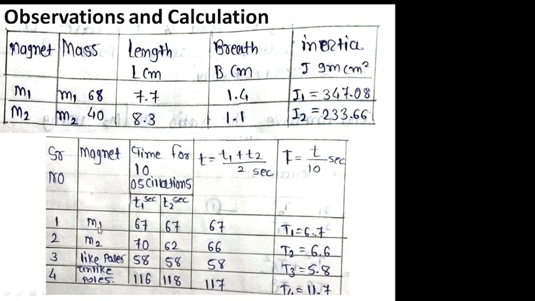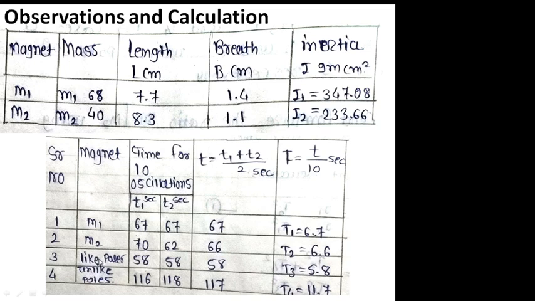In the first video I showed a single pole or single magnet, so that is M1, that is case 1, and case 2, M1 individually, M2 individually. I am taking the data and getting the time period for each one. It is almost similar, and to find the time period, I take the time taken by 10 oscillations. So 67 divided by 10 is 6.7. It is 66 divided by 10, so it makes 6.6.